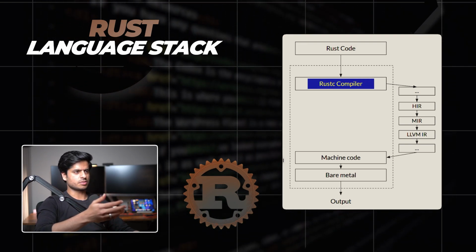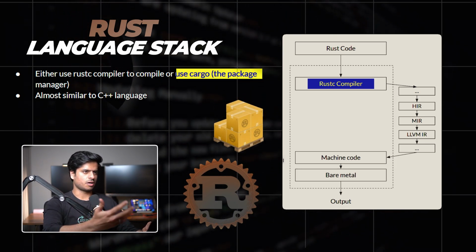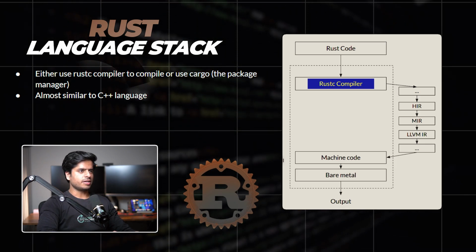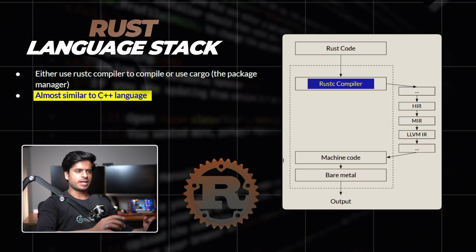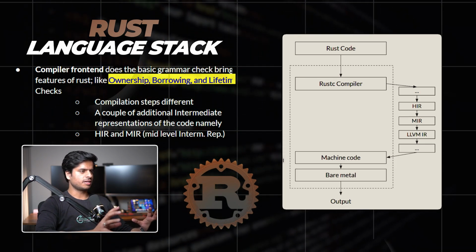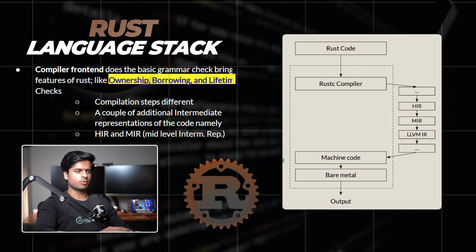Again, you can either use the Rust C compiler directly or you can use the package manager, which is Cargo, which in turn uses Rust C for the compilation. Now, I see Rust as a modern version of C++ with slightly different syntax, and on top of it, it has really nice features: ownership, borrowing, lifetime checks. You don't have to manually manage the memory.